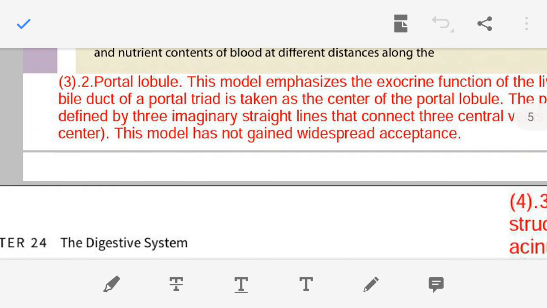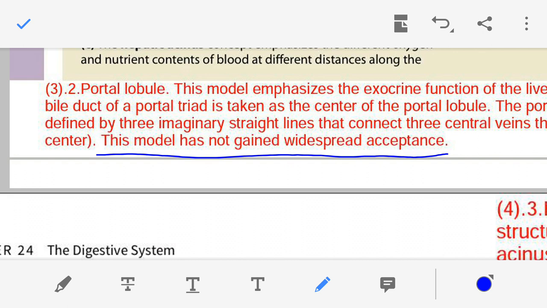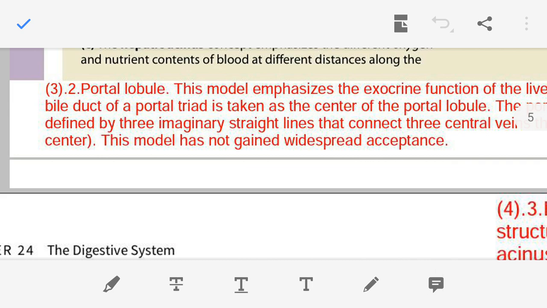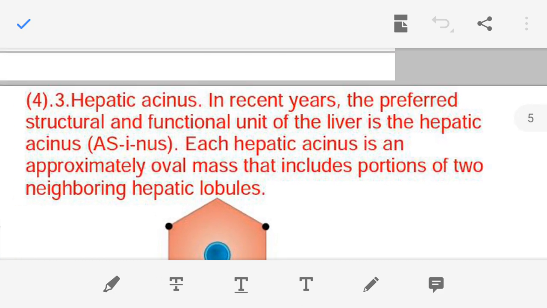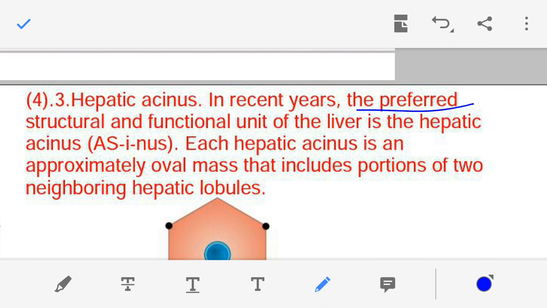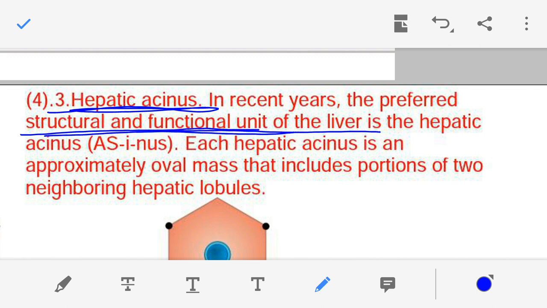And this second model has not gained widespread acceptance. Anatomists are not accepting this model. So which one is the correct model? In recent years, the more preferred and very popular model is the third model, that is the hepatic acinus model. And according to this third model, the hepatic acinus is the structural and functional unit of the liver.